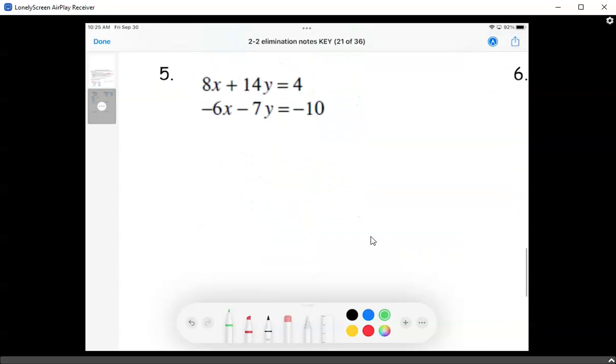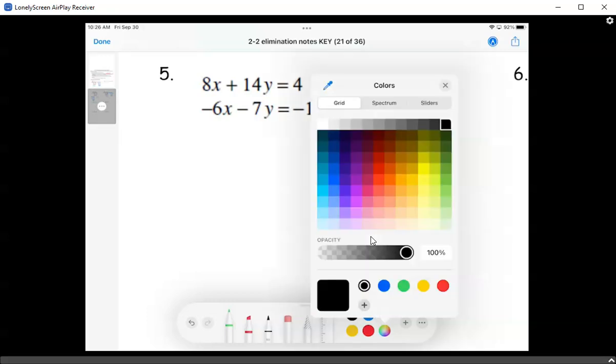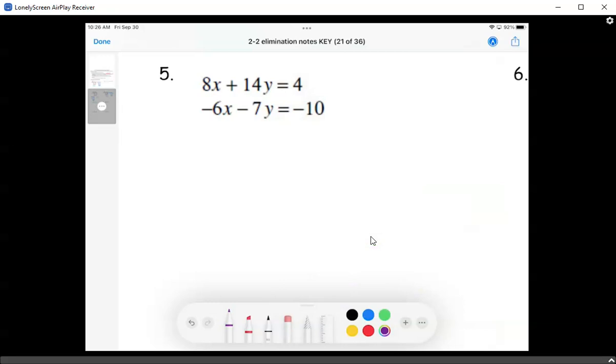Moving on to number 5, we run into a problem because we do not already have opposite terms in this system of equations. The problem we're running into is that we have to do something to create opposite terms. If you're going to do elimination, you have to have the same coefficient, but one positive and one negative. So I'm going to take that second equation and multiply every single part of it times 2.